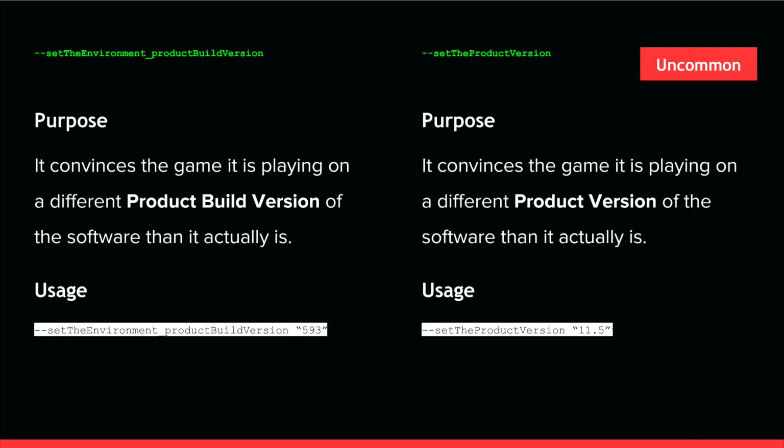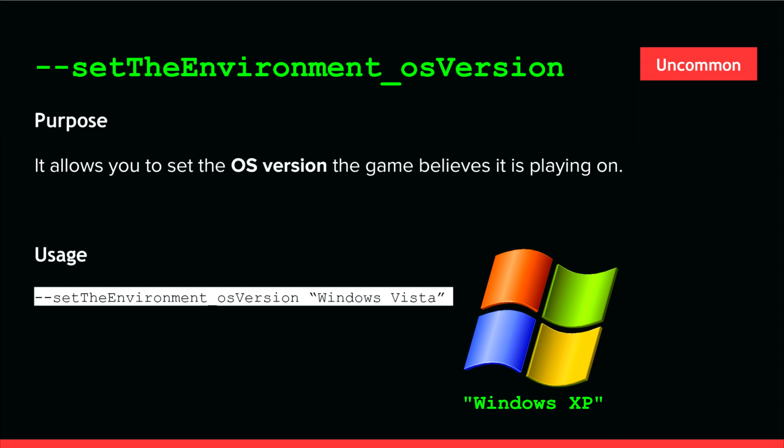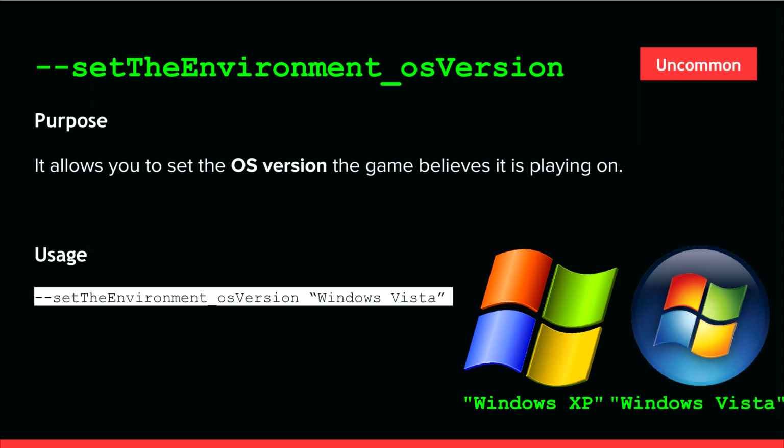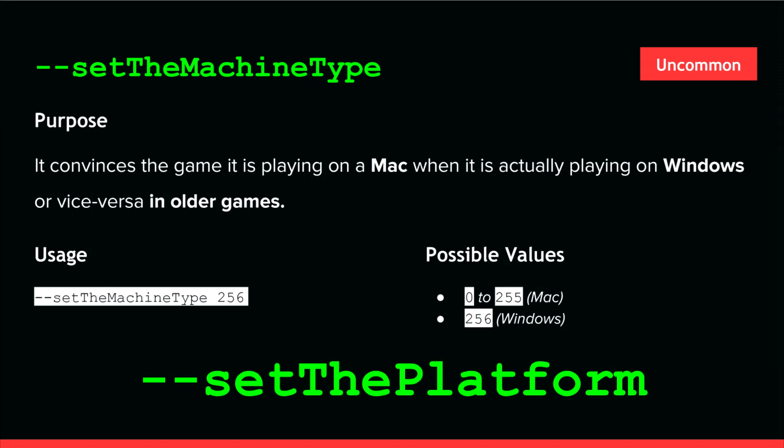This is seldom useful for curators, but it's an option at your disposal. Similar to set the platform is -- set the environment OS version. This allows you to set the OS version the game believes it is playing on. For example, you could set this to the string Windows XP or Windows Vista. Also similar is -- set the machine type. This is an obsolete property that was replaced by the platform.